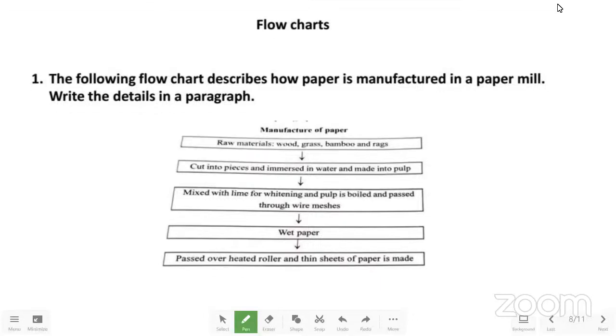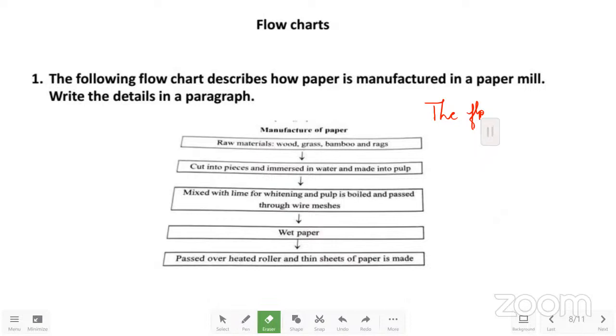Okay. So coming back to this, this shows a flow chart describing how paper is manufactured in a paper mill. Write the details in a paragraph. Here, again, unlike the percentages shown in a bar graph and pie chart, here you have to mention all the details in a paragraph. The flow chart begins with what it is. The picture shows a flow chart, or the flow chart shows, you can begin like that.